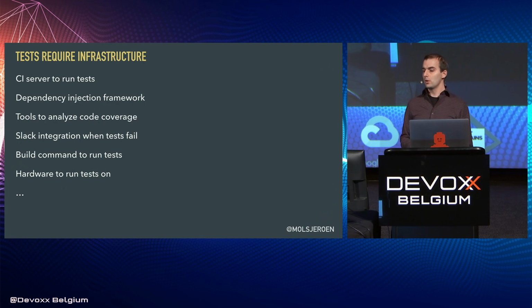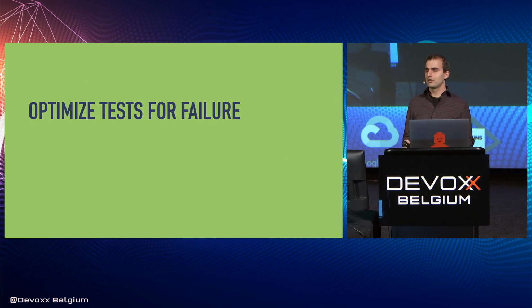And tests require infrastructure to run. So you need to have a CI to run all of your tests and to see if they're still passing. You maybe need a mocking framework or dependency injection framework, probably some other frameworks to be able to properly test. You also need to have a build command in order to actually run all of those tests, maybe Slack integration when tests fail. And what all of these things help you do is optimize your tests for failure. Because in the end, as long as tests pass, everything is fine. But when they fail, that's when we really need to take action and go and fix it. So we also want to optimize them for that case.